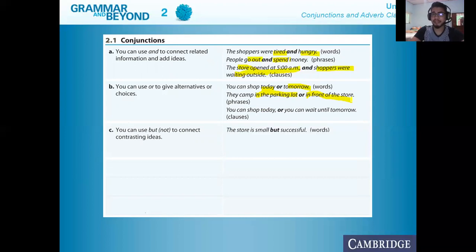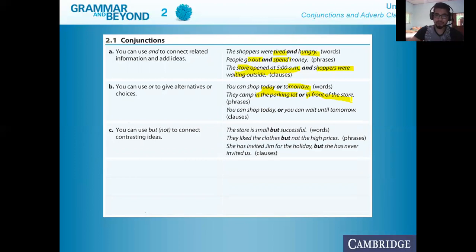As I was explaining at the beginning, the store is small but successful. You see two ideas that are contrasting. Even though it's small, it can be successful. We're joining words in that regard. They like the clothes, but not the high prices. Over here, we're joining the phrases as well. And as you see, really simple to do it. And she has invited Jim for the holiday, but she has never invited us. Clauses as well can be joined with but.